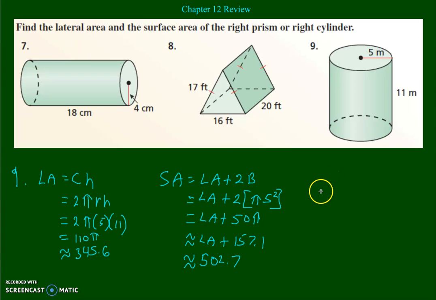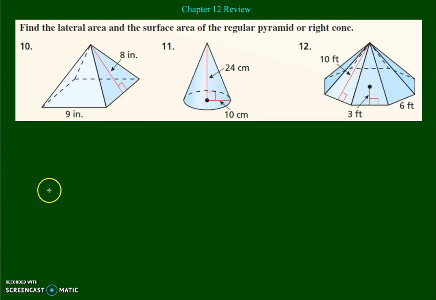Now let's move on to problem 10. In problem 10, we're looking for lateral area and surface area of this regular pyramid. And because it's regular, all the side lengths are going to be congruent, and that therefore all these lateral faces are going to be congruent. So that makes our calculation fairly easy. So let's get started with this.